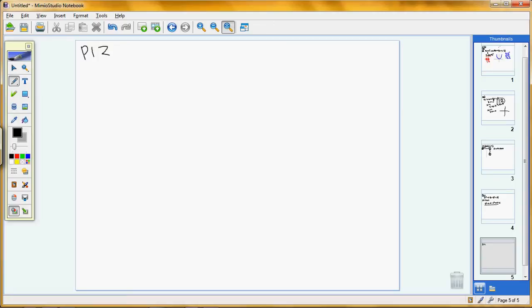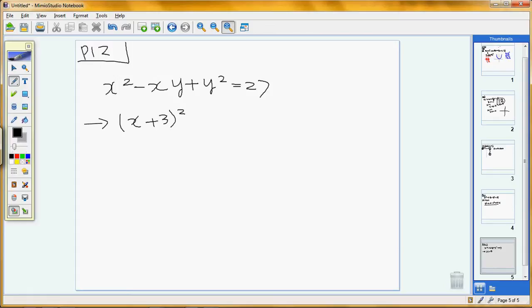Problem 12. Use the graph of x squared minus xy plus y squared equals 27 shown at the right to sketch the graph of that. So we have x squared minus xy plus y squared equals 27. Now that changes to x plus 3 squared minus x plus 3 times y minus 4 plus y minus 4 squared equals 27. Sketch it.